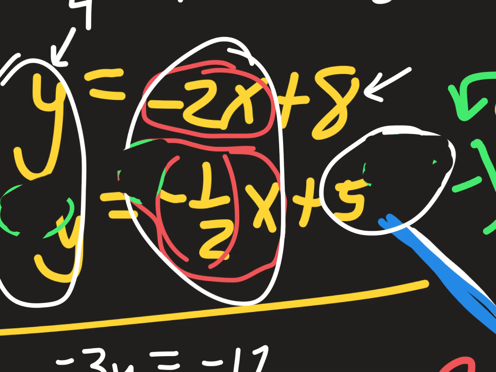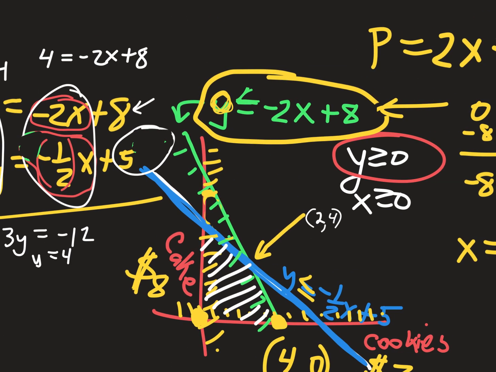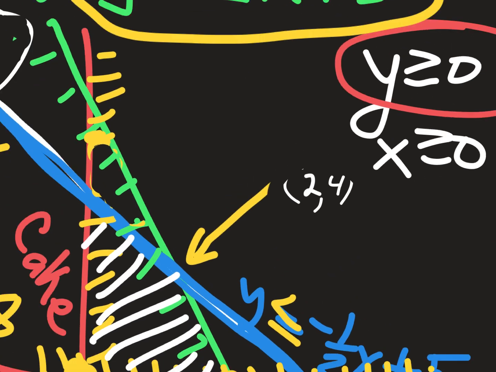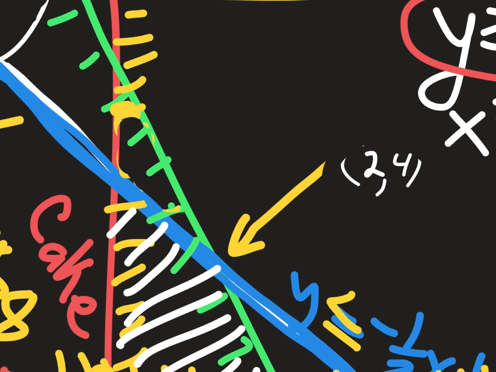Pause for a second while I roam the rest of the room doing that. I just checked and everybody knew how to find where they intersect, which was (2, 4). Cool. All right, so then the question becomes, what's this last intersection spot right here?